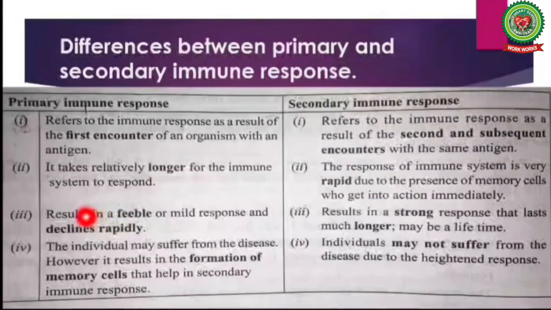Primary immune response results in a feeble or mild response and declines rapidly, whereas secondary immune response results in a strong response that lasts much longer, maybe a lifetime. An individual may suffer from a disease, however, it results in the formation of memory cells that help in the secondary immune response. And in secondary immune response, individuals may not suffer from disease due to the heightened response.